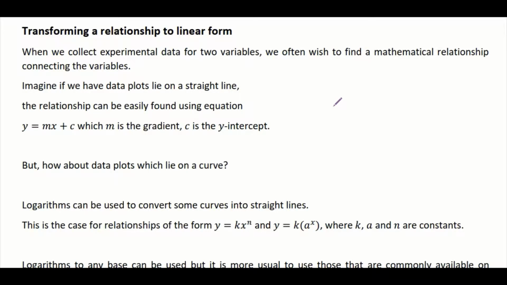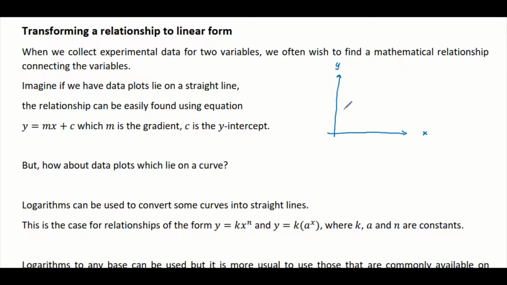Okay, so let's look at the second part of the lesson, which is transforming a relationship to linear form. Since you all learn chemistry, biology, or physics, we know that normally when we carry out an experiment, we want to find the relationship between two variables. So for example, in your experiment, there will be your manipulated variable and your responding variable. And in mathematics, if you have something you can investigate in terms of numerical data, you will normally have a graph with your manipulated variable and your responding variable, right?